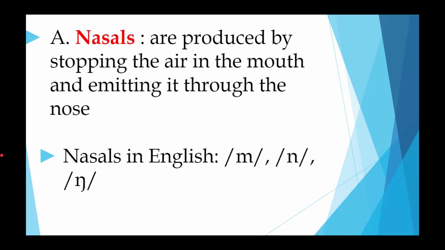Nasals are produced by stopping the air in the mouth and emitting it through the nose. And the following three consonant sounds are the nasal sounds in the English alphabet. The letter M, as in the sound M, the letter N, as in the sound N, and here we have the NG, which is the sound ng.